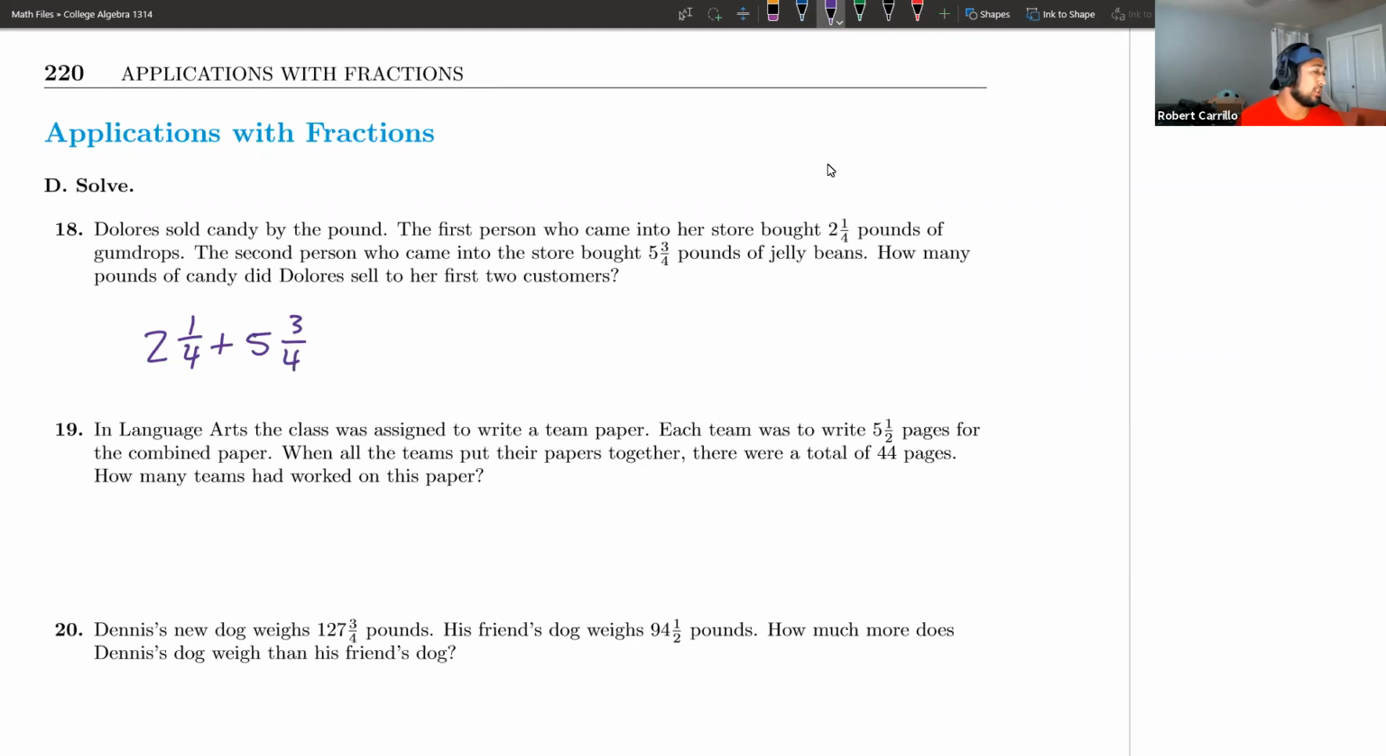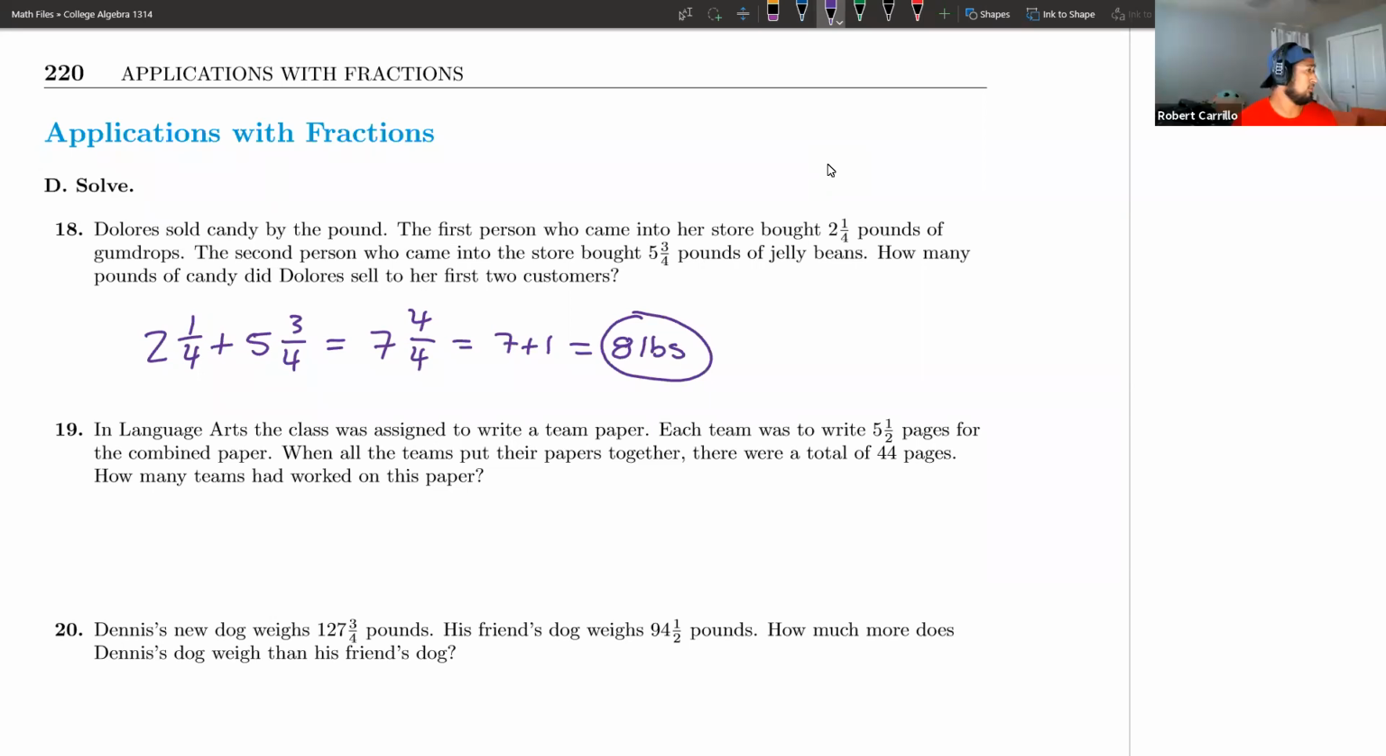And can I actually add these mixed numbers? Yes. Good, because they have the same denominator, right? So we would get 7 4/4. But what would that convert to? A 1. So you would actually get 7 plus 1. So they bought 8 pounds of candy total.